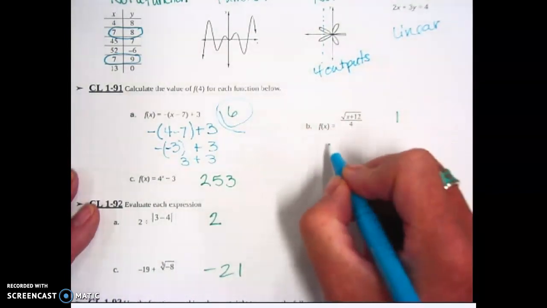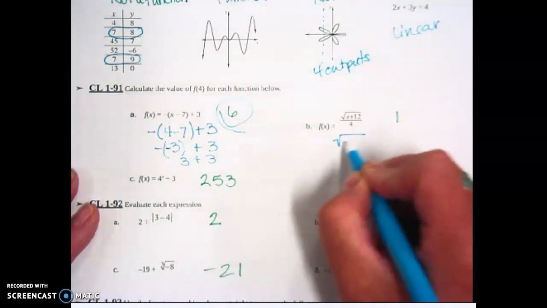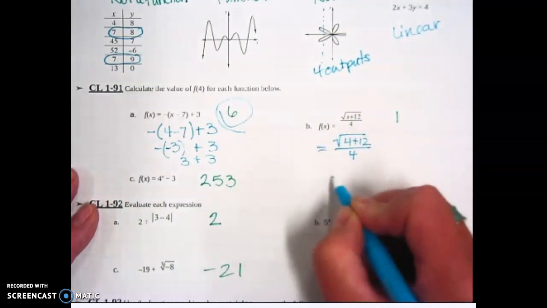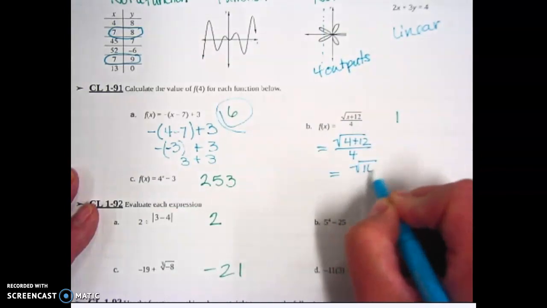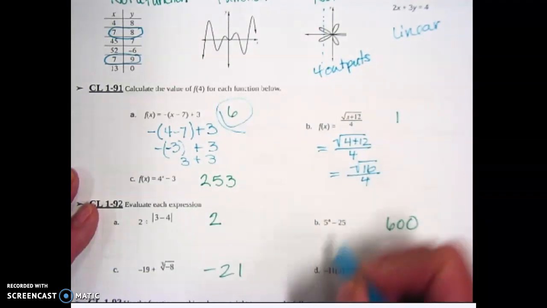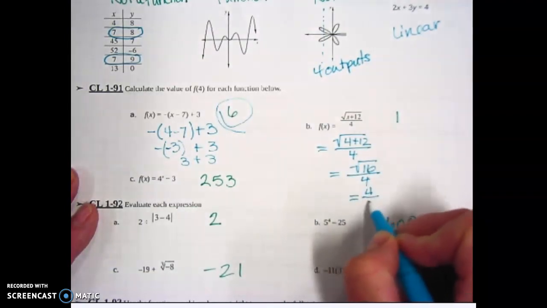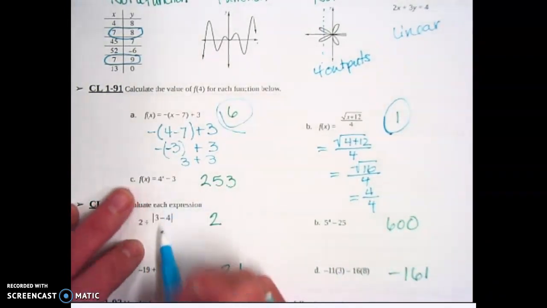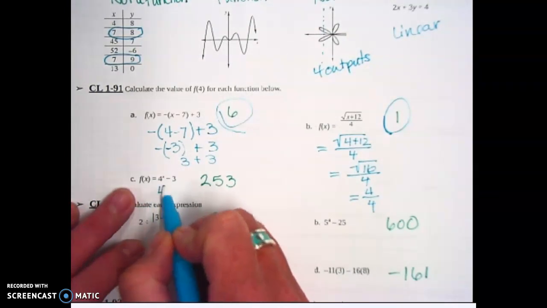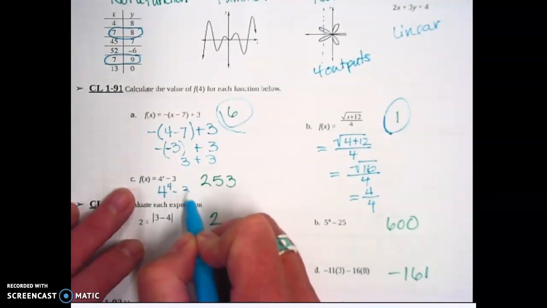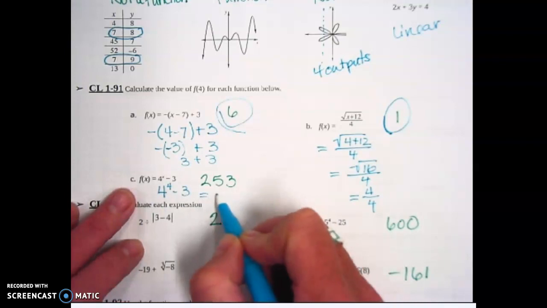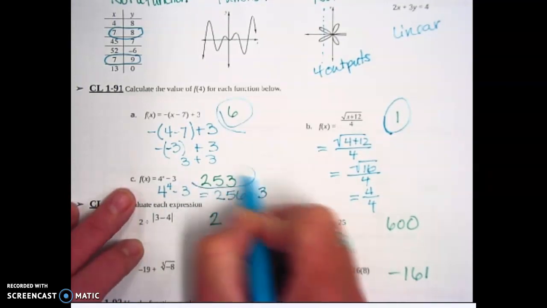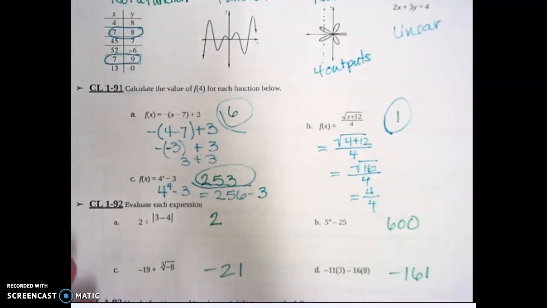For part B, if we plug in a 4 there, we're going to get the square root of 4 plus 12 over 4, which is square root of 16 over 4. And the square root of 16 is 4. So we have 4 over 4, which is 1. Part D down here, we have 4 to the 4th power minus 3, which is going to get us to 256 minus 3. So the answer is 253.